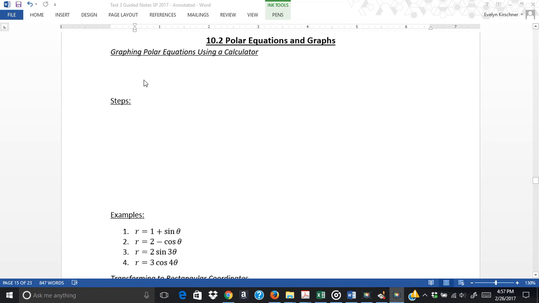So it's pretty easy to graph your polar equation using your calculator. I have a little bit different calculator than you do, so what I'm going to do is after I give you the steps on how to use it on the TI-84, I'm going to show you what the graphs look like.